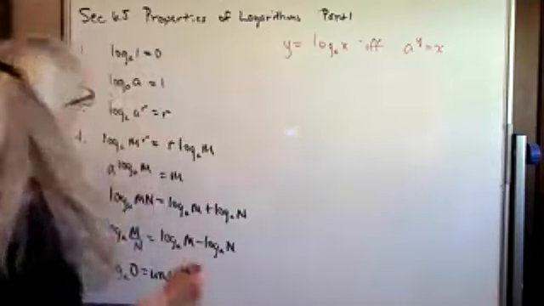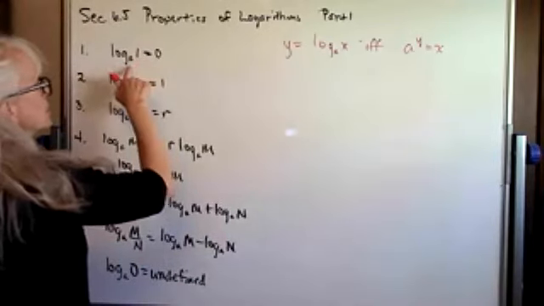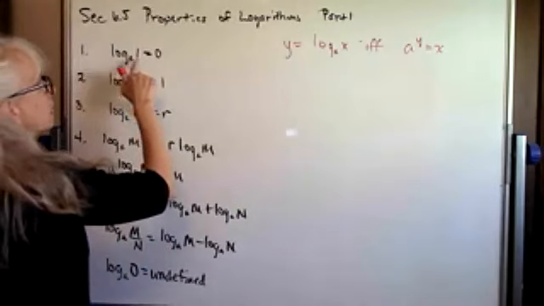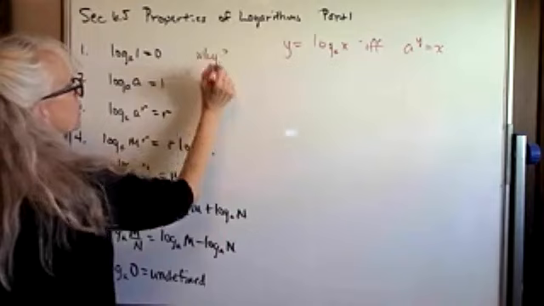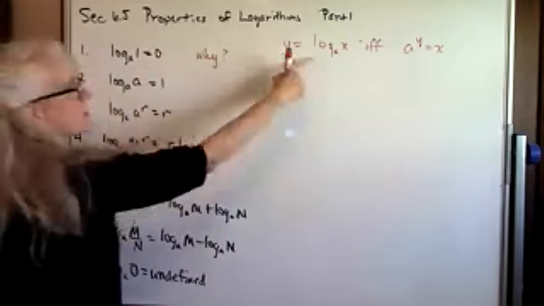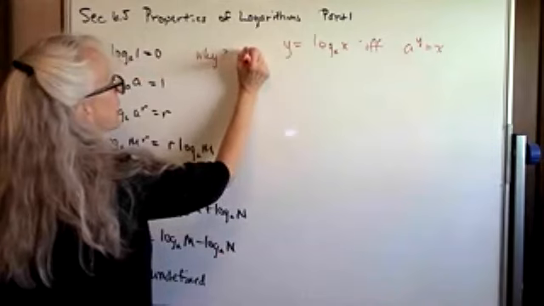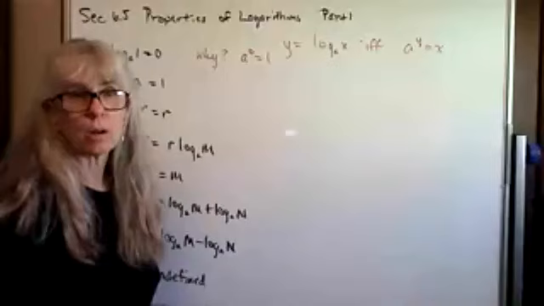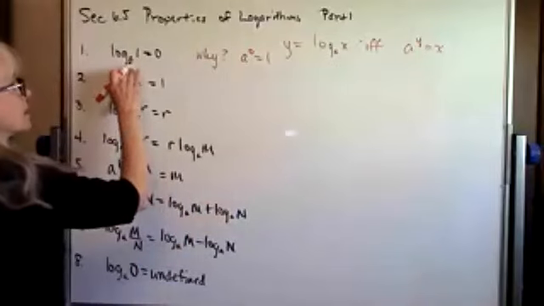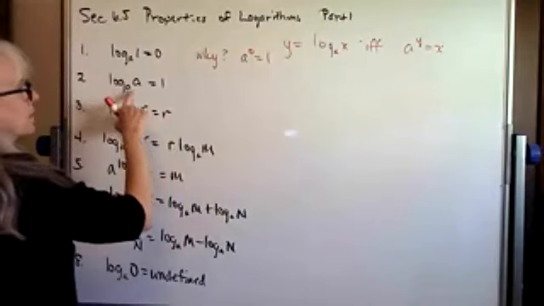So property 1 basically says that log base a of 1 is equal to 0. So this is saying the log of any base of 1 is equal to 0. So I'm going to ask a couple of questions. The first one being why? Well, if we use our definition of a logarithm and switch this to exponential form, this reads a to the 0 is equal to 1, which is true. We know that anything raised to 0 power is 1, which is why the log of any base of 1 is equal to 0. Property 2 says log base a of a is equal to 1.